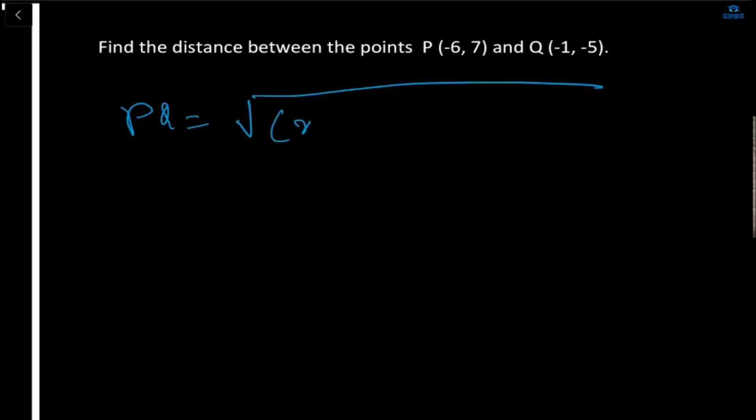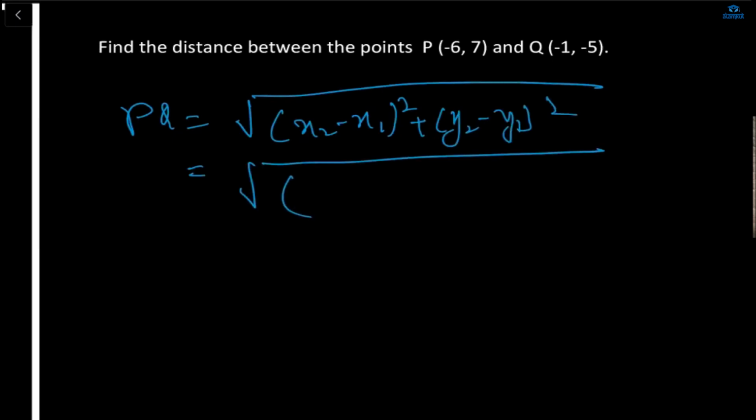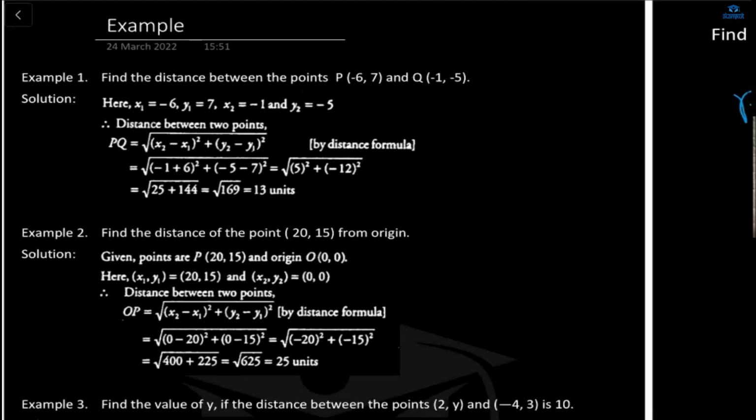Root of x2 minus x1 whole square plus y2 minus y1 whole square. Now you have to put the values only. So what are the values? The x value will be minus 6 minus 1 squared plus 7 minus minus 5 squared. Root 169, yeah, 13 is the answer.